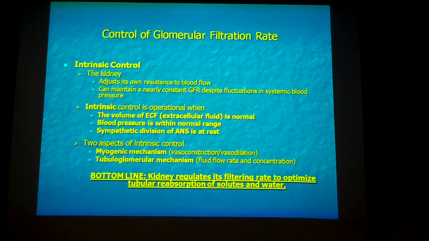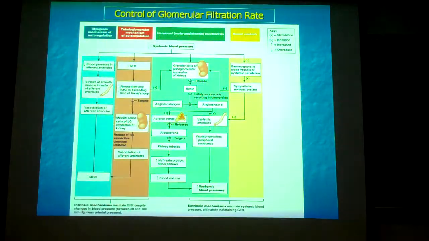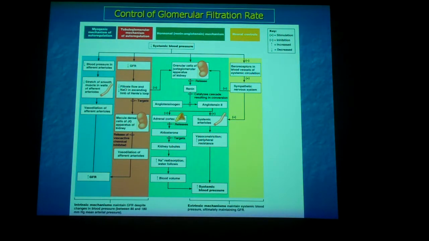Now there are two aspects of this. One is called myogenic mechanism. The other is tubuloglomerular mechanism. But by either one of these or both, the bottom line is that the kidney regulates its filtering rate to optimize tubular reabsorption of solutes and water. Okay, so the kidney not only has to filter it, it has to get it back. But it can't get it back unless it filters it first. So on this chart right here, intrinsic control is this much of the chart right here. This much.